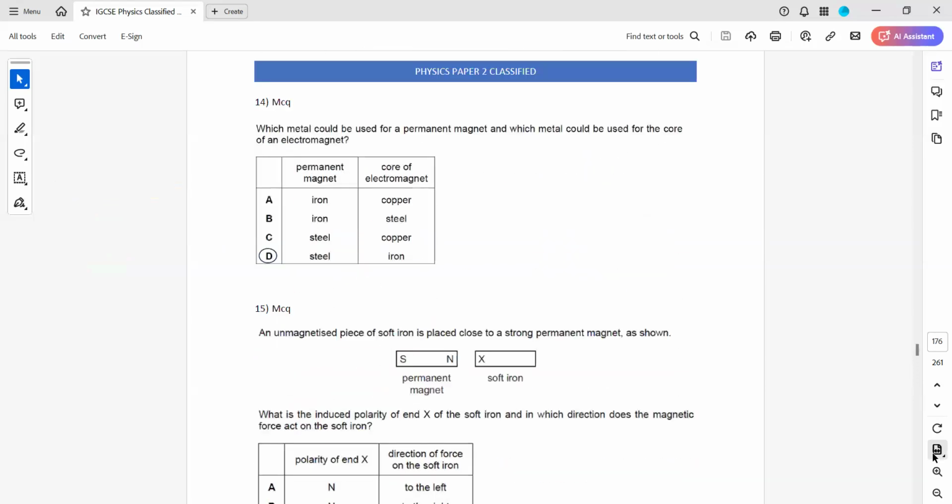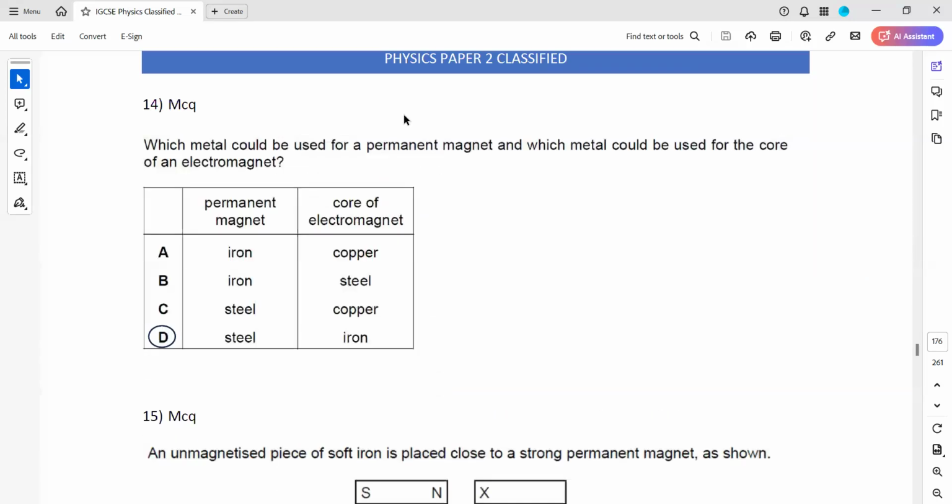In question 14, which metal could be used for a permanent magnet and which could be used for the electromagnet or a temporary magnet? So for a permanent magnet, we need steel, and for an electromagnet or a temporary magnetic material, iron. Copper cannot be used because it's a non-magnetic material. It won't magnetize at all.